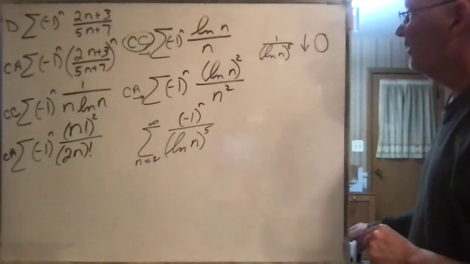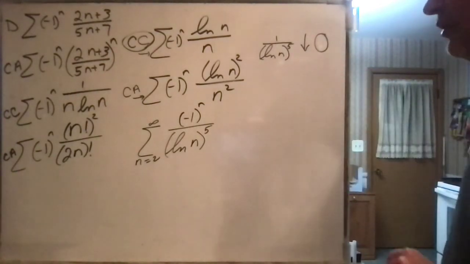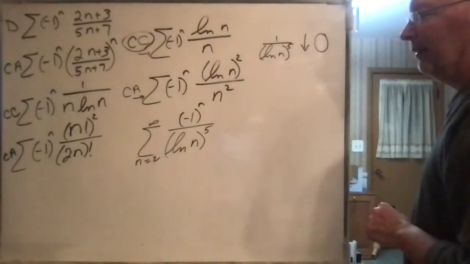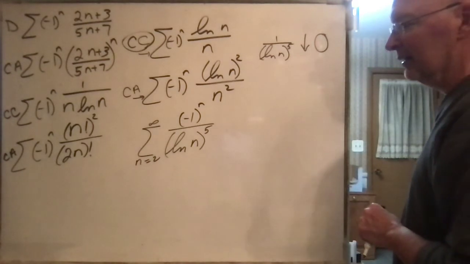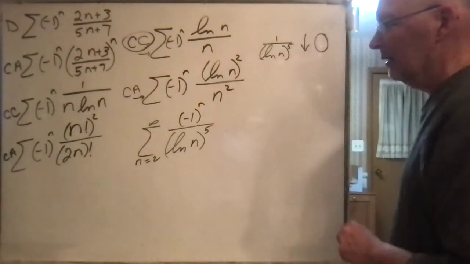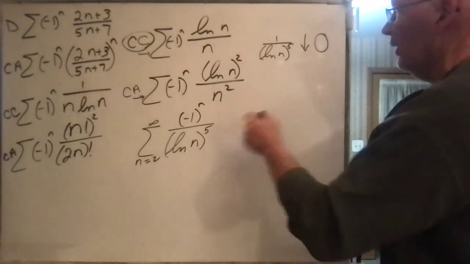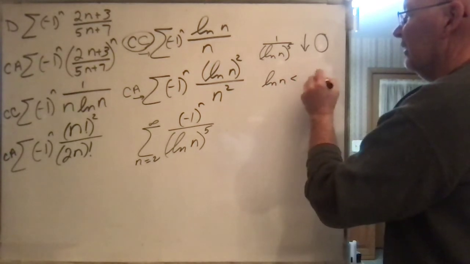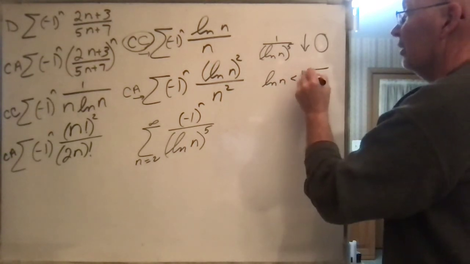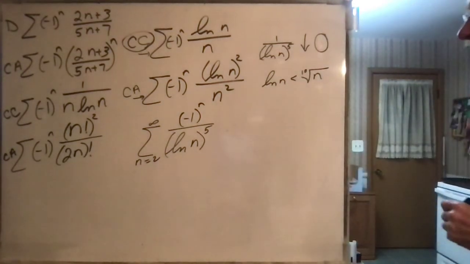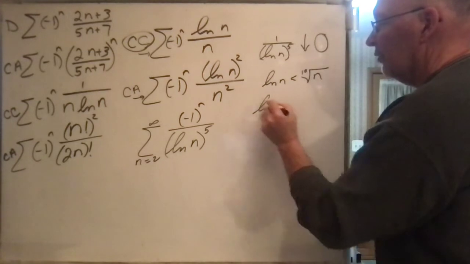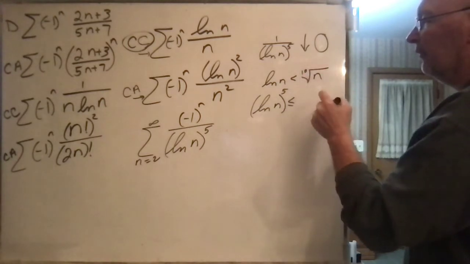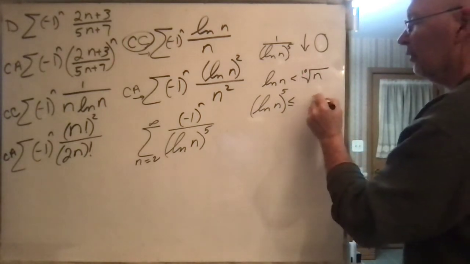So the point is they do go to 0. So I know it converges at least conditionally. Does it converge absolutely or not? Turn it off if you don't know the answer, because I'm going to tell you. This thing here doesn't go to 0 fast enough. Why do I know that? I know that the ln of n is less than, say, the 10th root of n. So that means that the ln of n to the 5th power is less than this thing to the 5th power. And if you take this thing to the 5th power, it's n to the 1/10 all to the 5th, which is going to be the square root of n.